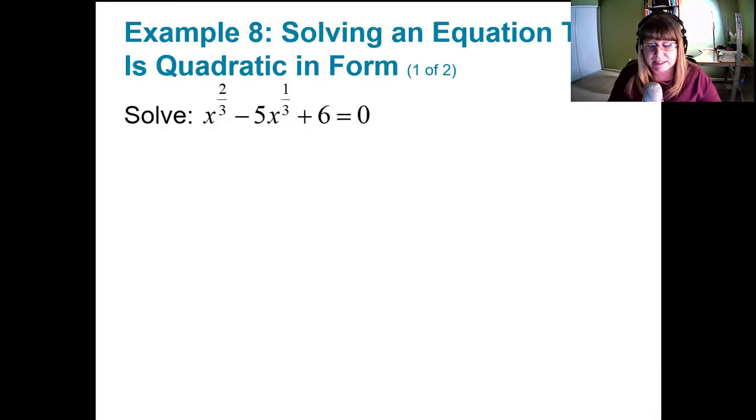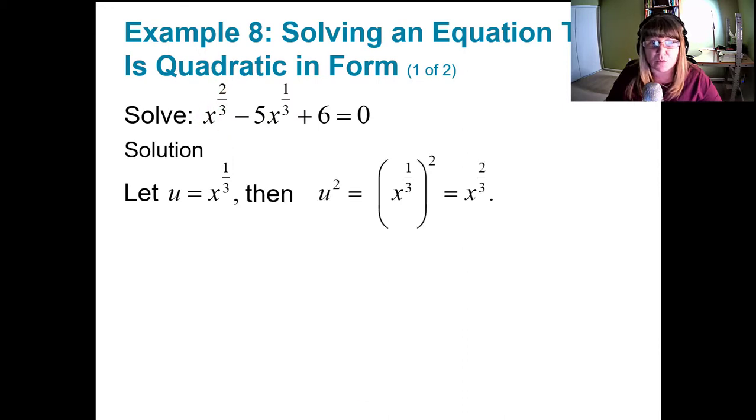Let's look at this equation. It is in quadratic form. So we have x to the 2/3 minus 5x to the 1/3 plus 6 equals 0. Now what I'm going to do is replace that x to the 2/3 with a u squared, and replace the x to the 1/3 with a u, because I'm going to say u equals x to the 1/3. I'm going to do a little bit of substitution here. If I let u equal x to the 1/3, this becomes a u, and this becomes a u squared. And I can rewrite the equation.